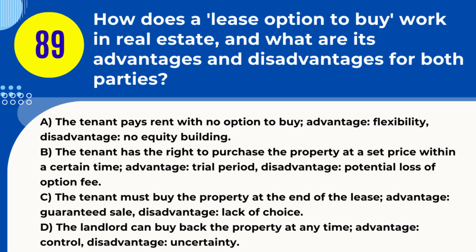C. The tenant must buy the property at the end of the lease. Advantage: guaranteed sale. Disadvantage: lack of choice. D. The landlord can buy back the property at any time. Advantage: control. Disadvantage: uncertainty.